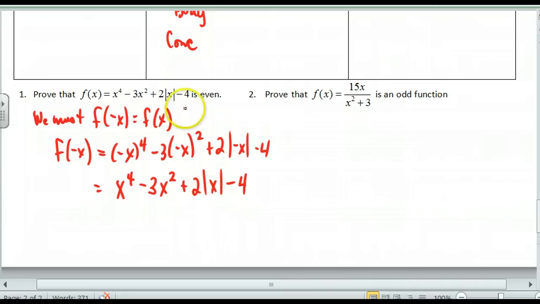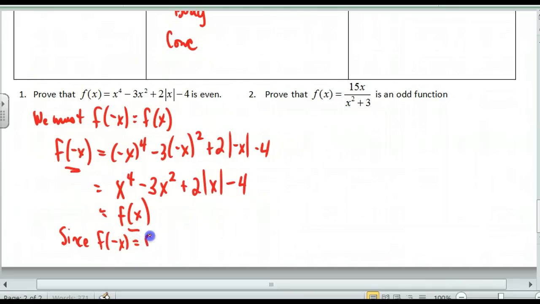How does this compare to my original? Voila. That's the same thing as the beginning. So I started here and I finished here. So then we just summarize, and it's kind of redundant, but I'd like you to do this anyways. Since f of negative x is equal to f of x, f is even. Okay, so here's kind of our intro, here's our body, and here's our conclusion.